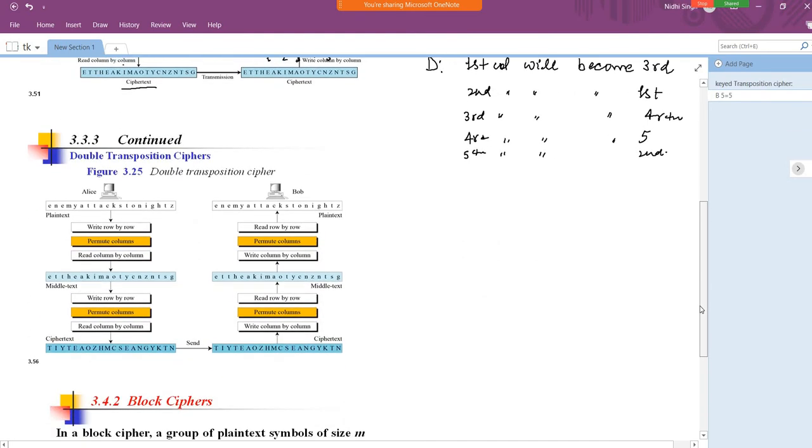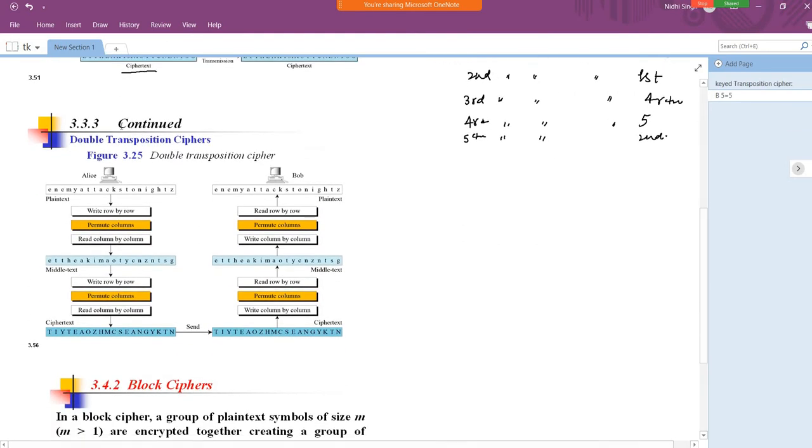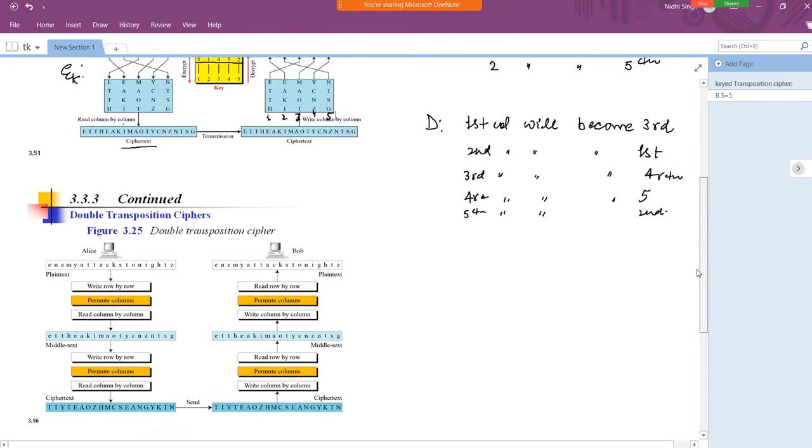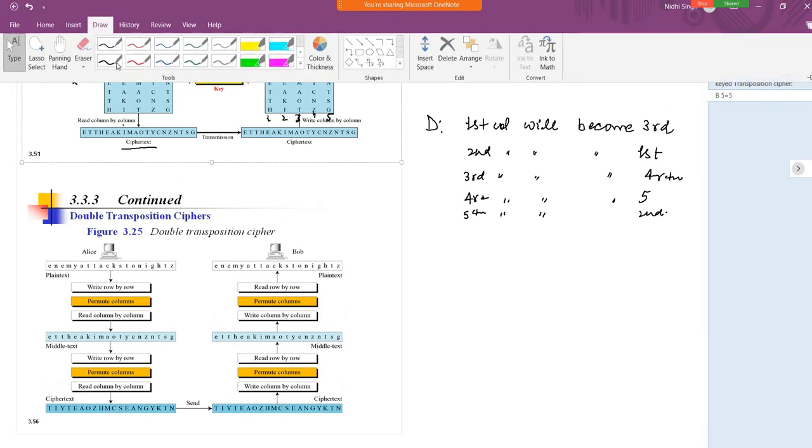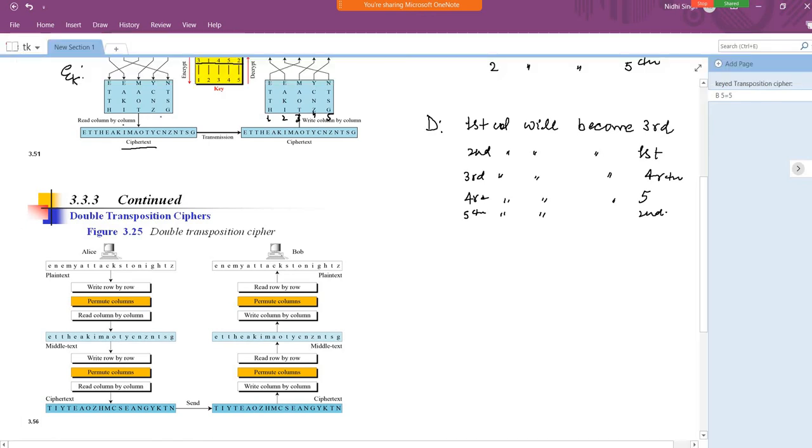Now, in order to provide the most security, the other thing is called the double transposition cipher. The double transposition cipher is nothing but you have to repeat the above process 2 times. The ciphertext that you have generated, that is this one, E, T, T, H, E, A, K, and so on towards S, G, will be the middle text in the double transposition cipher. You can see over there, it is a middle text.